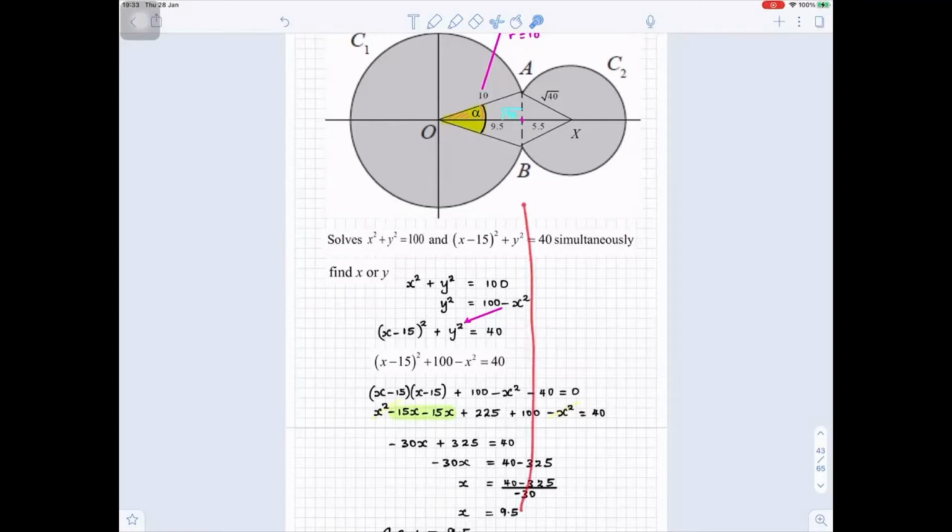So x there is 9.5. That's the distance from the center to that point there. So that distance is 9.5. That's a very, very important distance.